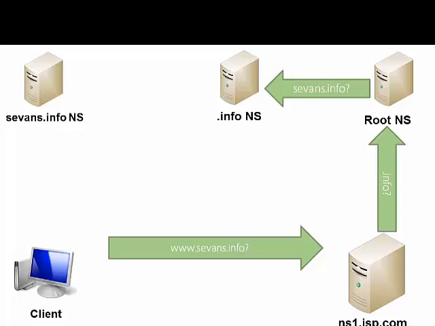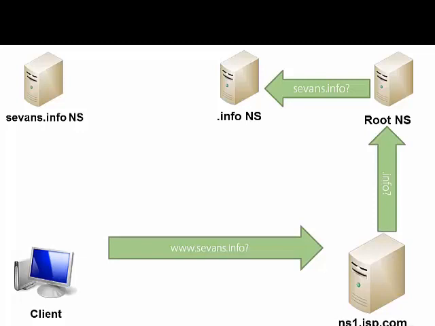The .info name servers know where the name servers are for all of the domains underneath the .info namespace. So for example, they know where s7s.info is. If we were talking about the .com name servers, they would know where the name servers for google.com or yahoo.com or microsoft.com were, but they wouldn't know anything about those specific domains other than where the name servers are.